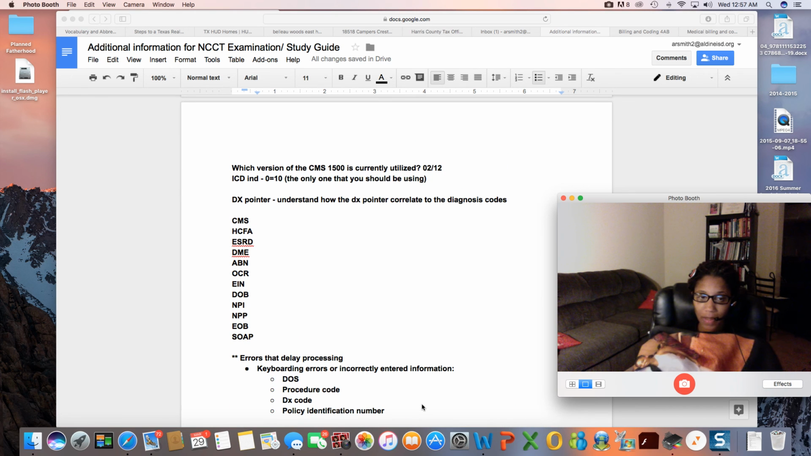This is a question that may occur. Errors that delay processing: keyboarding errors or incorrectly entered information, the data service, procedure codes, diagnosis codes, and the policy identification number. Those numbers sometimes are transposed in typing the information into the computer, so it may come across incorrectly, but that is a question.